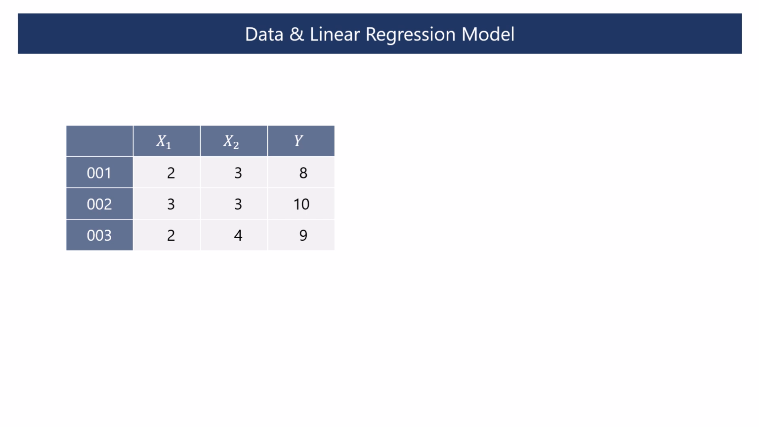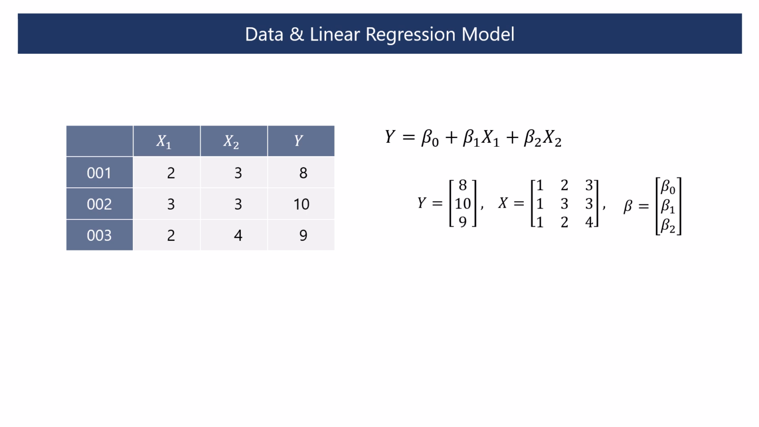Let's take this simple dataset as an example. It contains two independent variables, x1 and x2, one dependent variable, y, and three data points. If we develop a linear regression model to approximate the relationship between the independent variables and dependent variable, the regression model can be expressed by this equation. This equation consists of these vectors. And we can simply express this equation in this way. Let's swap the left and the right sides.